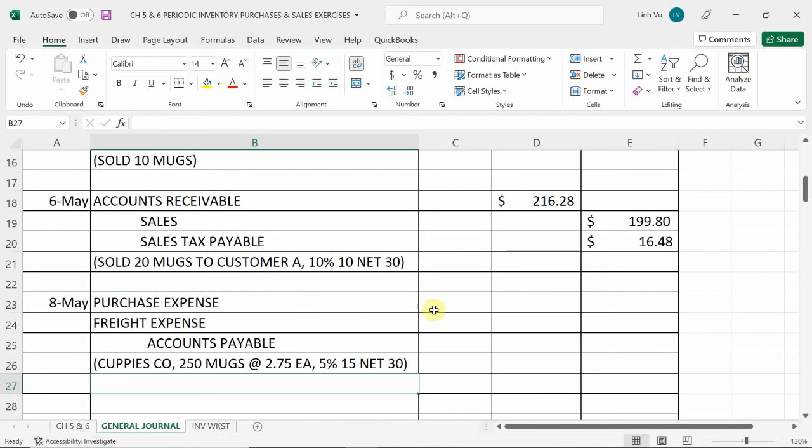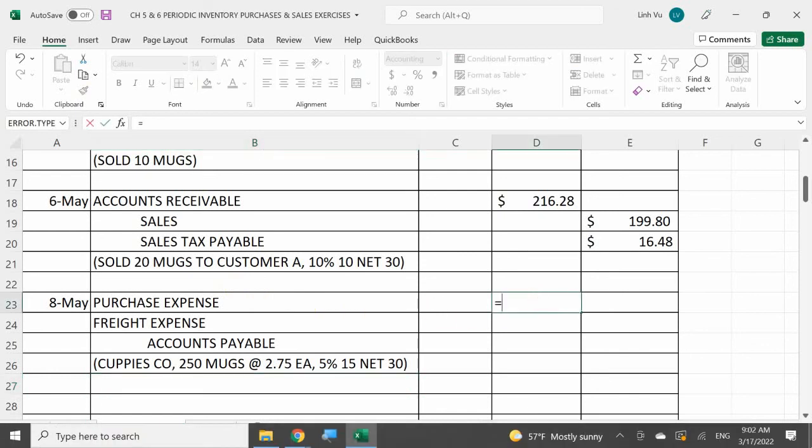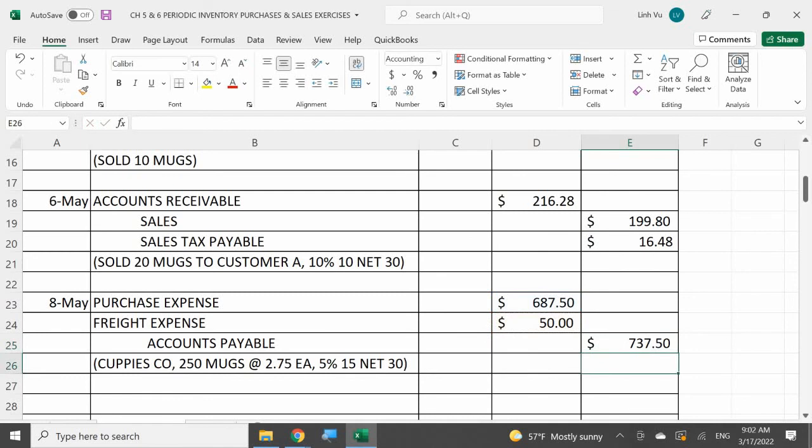So in this case, I purchased my cups, 250 at $2.75 each. So what's $687.50 plus $50 worth of freight? Okay, that should give you a total of $737.50. Okay.